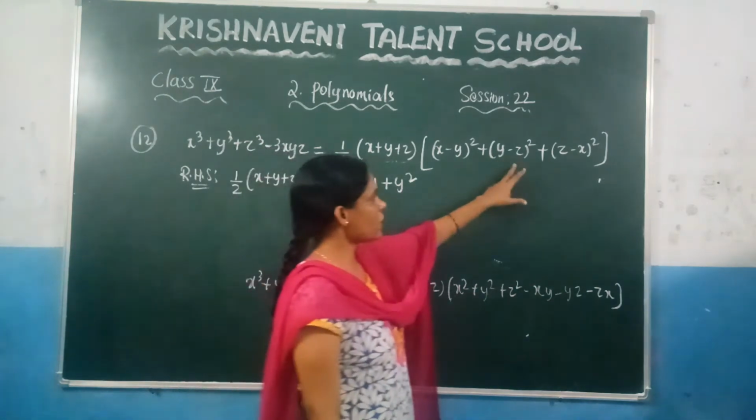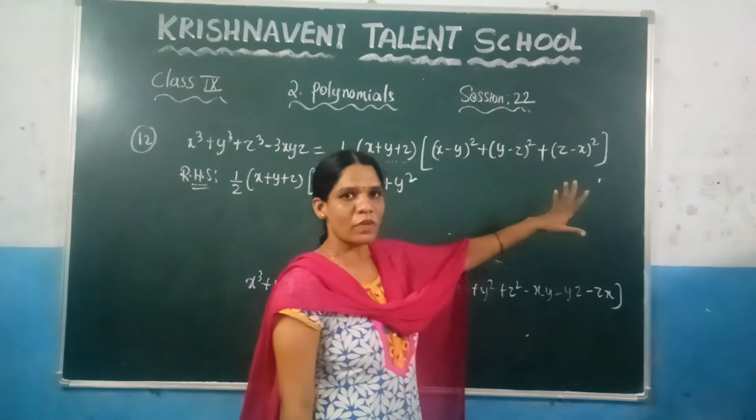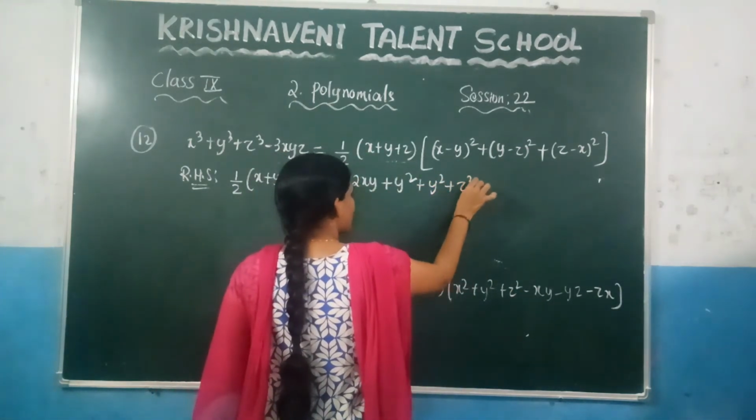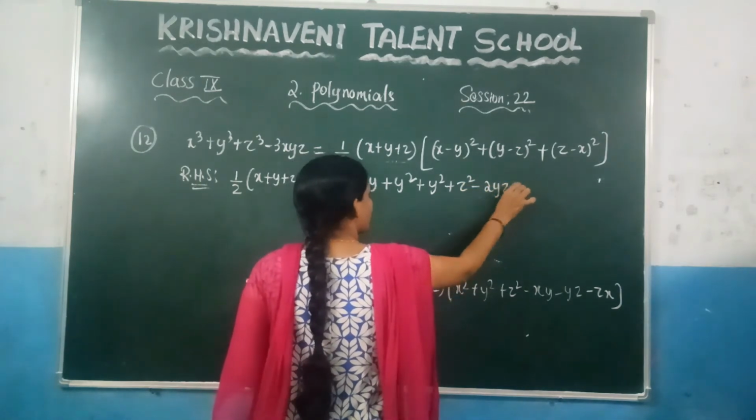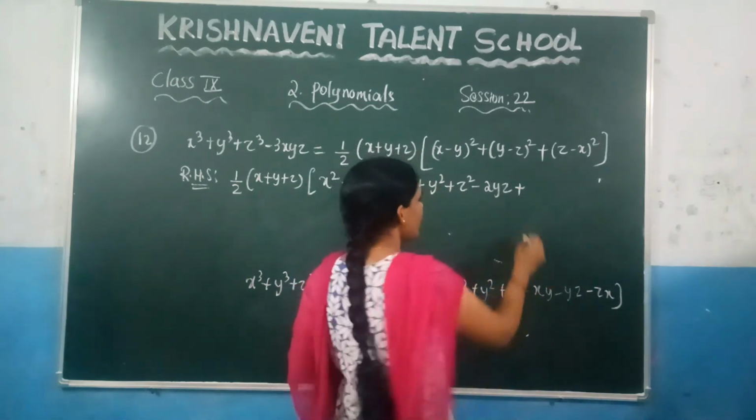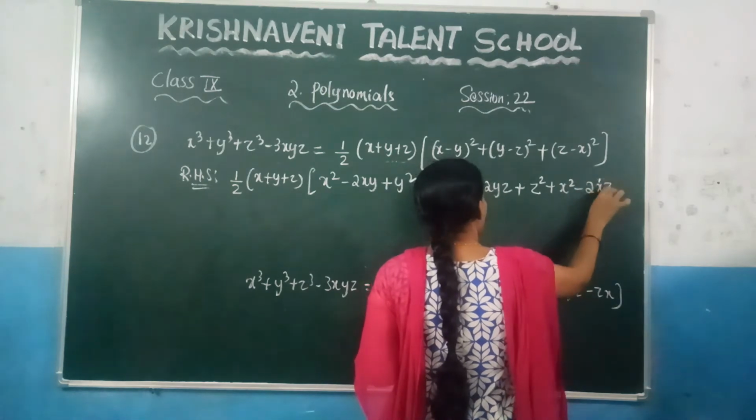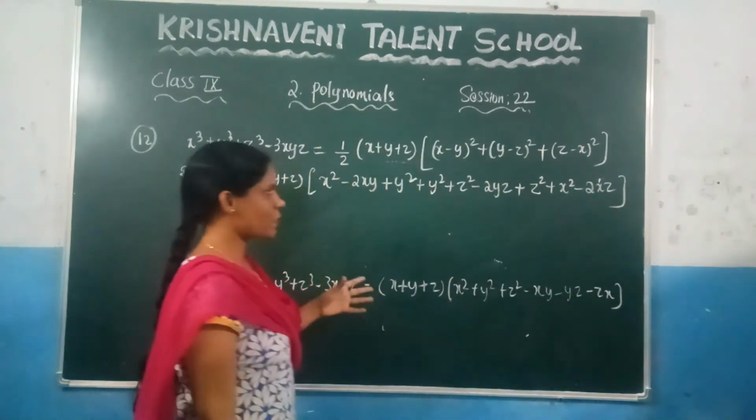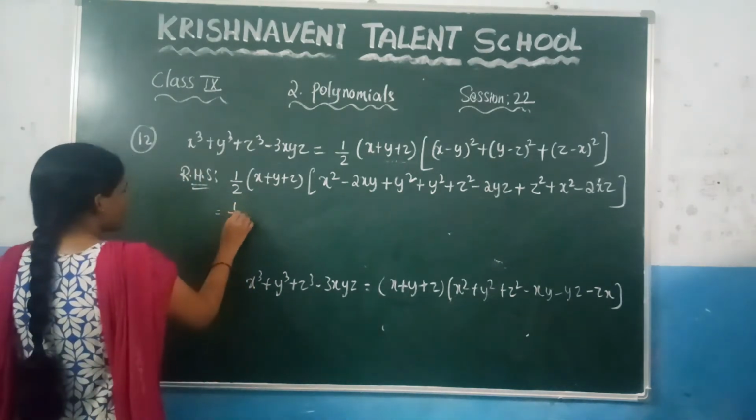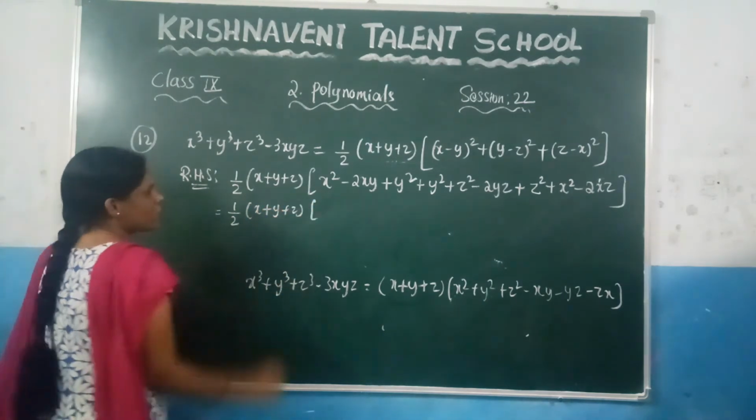Similarly, you can expand this one. The formula for y minus z whole square is y square plus z square minus 2yz. So write it here, plus y square plus z square minus 2yz. Similarly, expand z minus x whole square, which is z square plus x square minus 2xz. So we have just expanded using the formula for a minus b whole square. Now here what you will get, 1 by 2 into x plus y plus z into, just add the items.